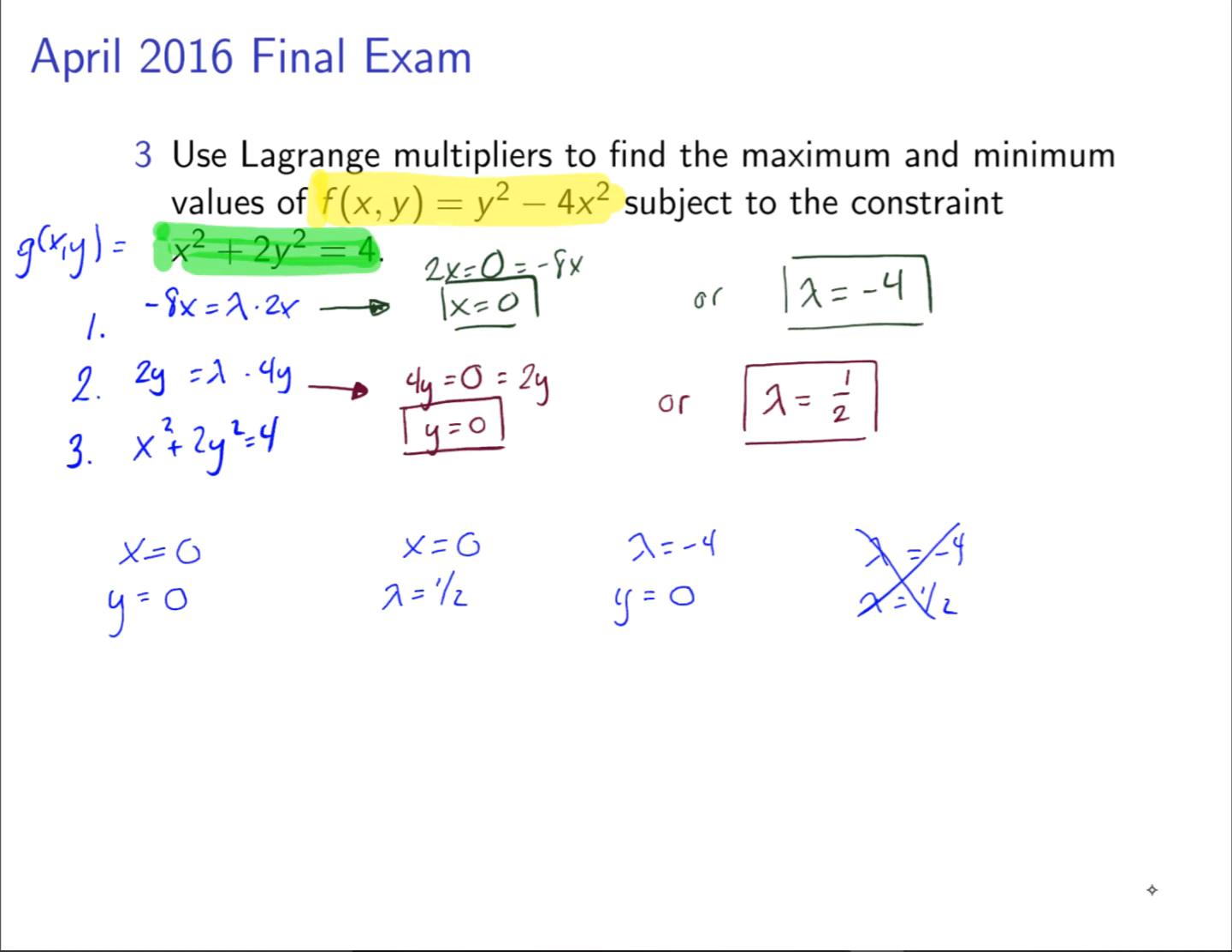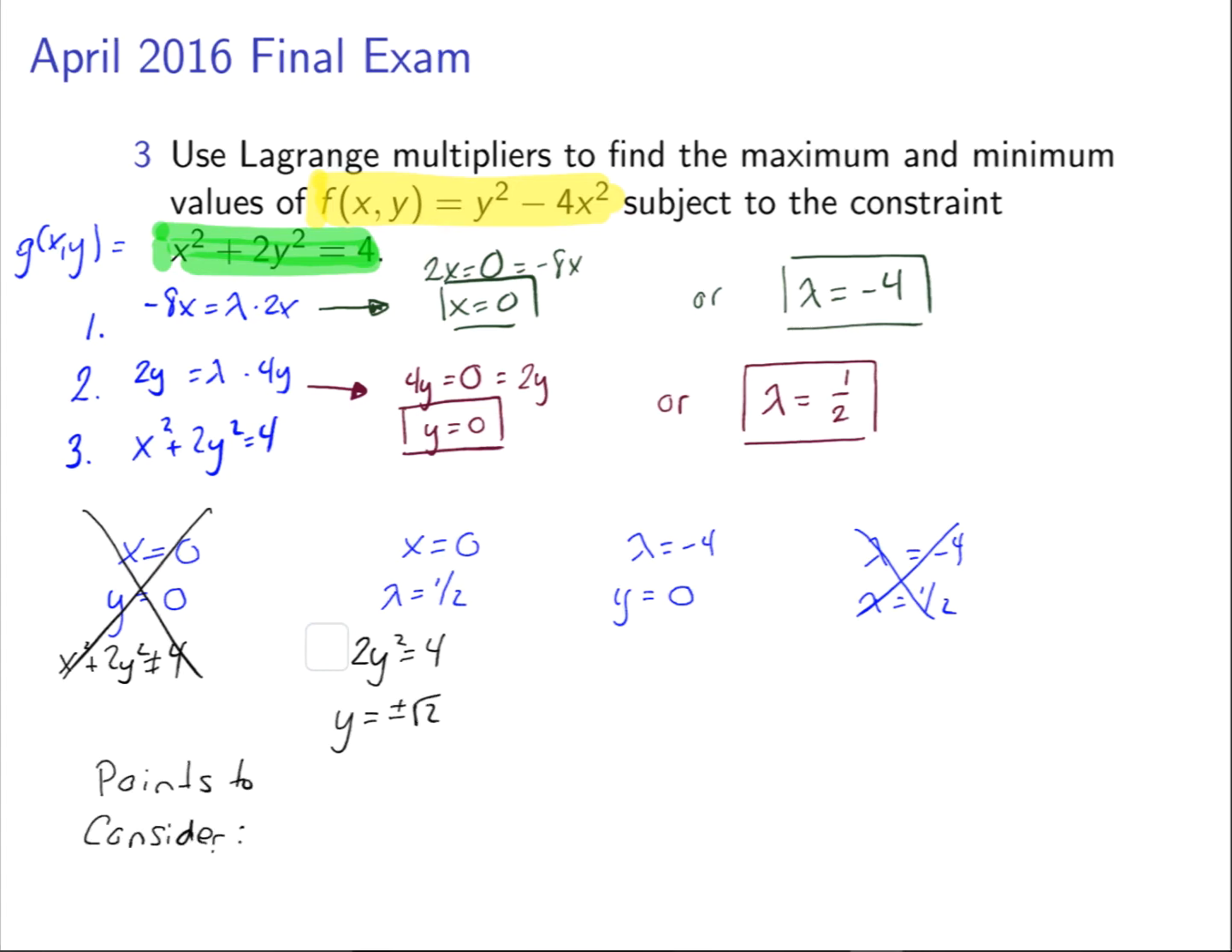Now we test these against our constraint. If x is 0 and y is 0, then our constraint does not hold. So we are not interested in this point. Suppose x is 0. Then my constraint tells me that y is plus or minus the square root of 2. So this gives me 2 points to consider. X is 0, and y is the positive or negative square root of 2.